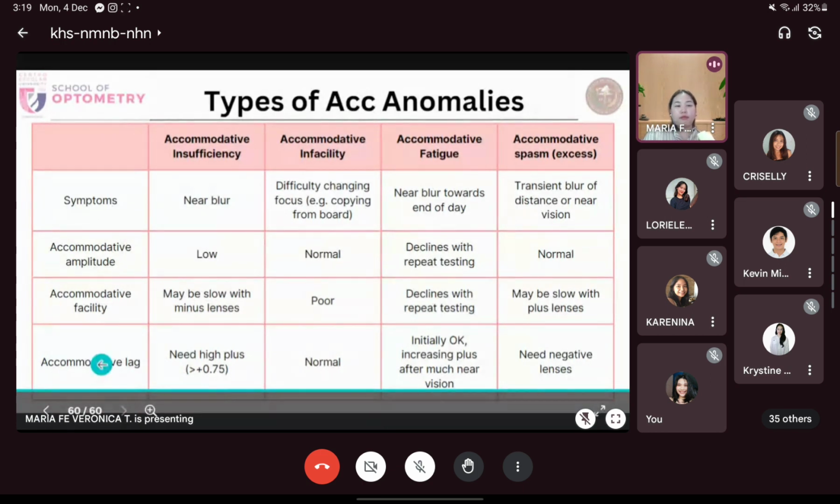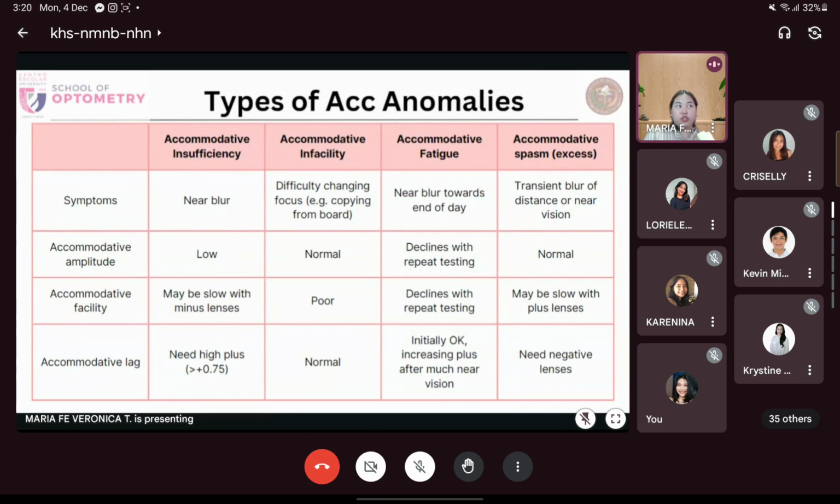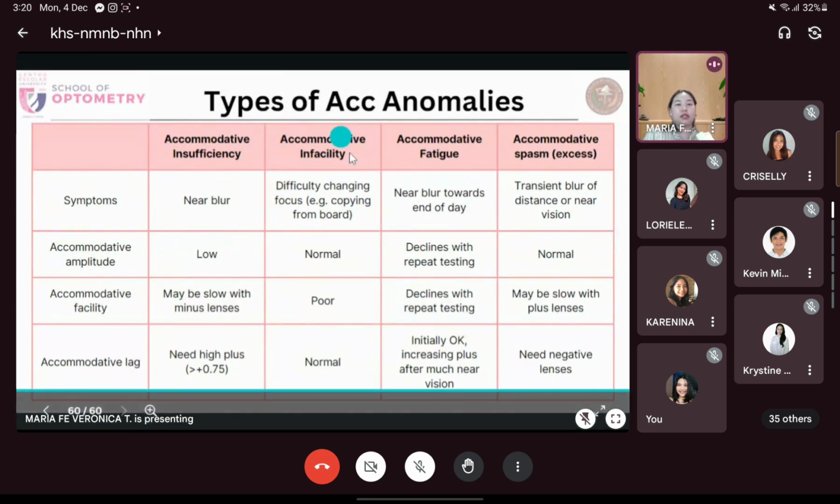Sa accommodative lag, if makikita mo na mataas yung lag greater than 0.75, yung lag ng insufficiency, then you would prescribe a high plus on the spectacles. Ang if accommodative lag naman ng facility is normal, then you would just prescribe visual exercises para ma-practice yung accommodation ng patient.